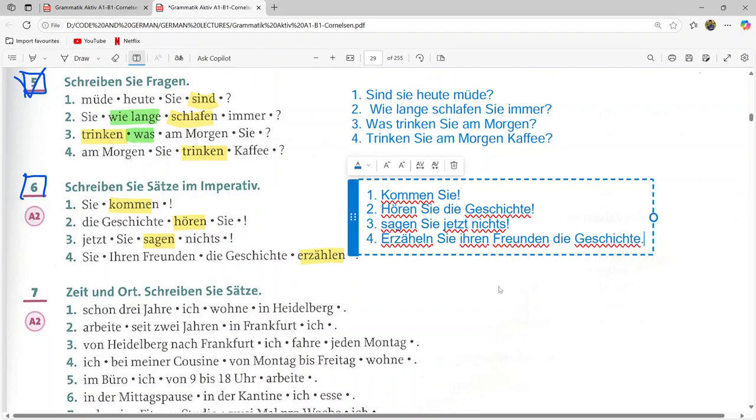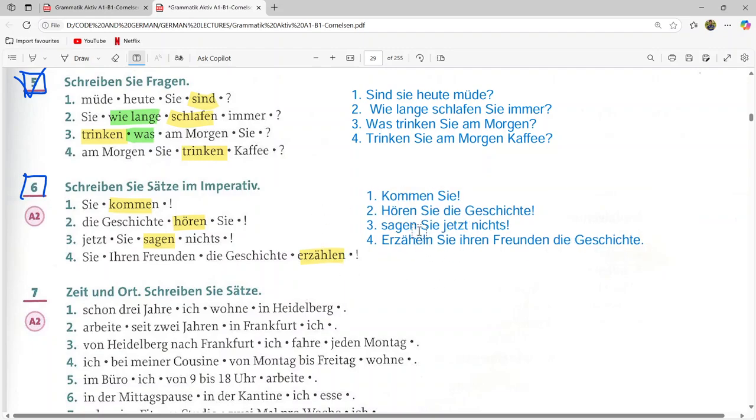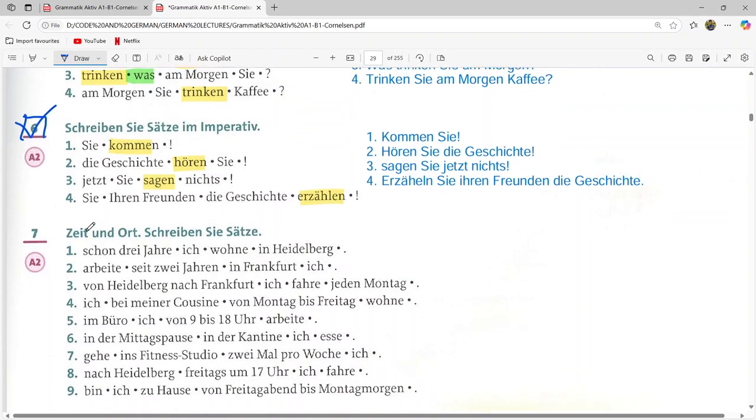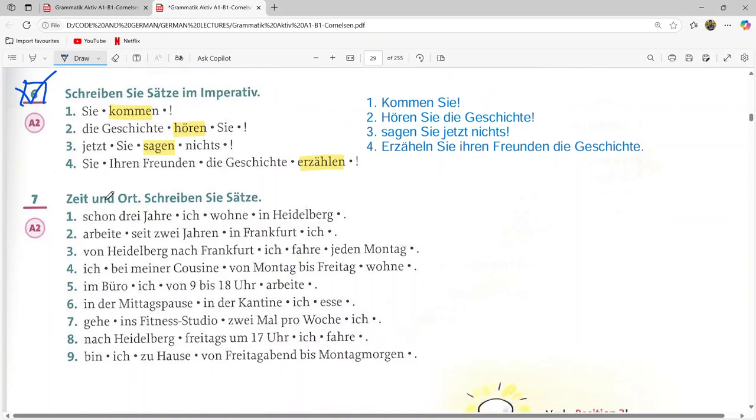So tell the story to your friends. Okay, so this task is also done. Now the next one, Satz und Wort. So the sentence will have the time and location. Schreiben Sie die Sätze. So write down the sentences.